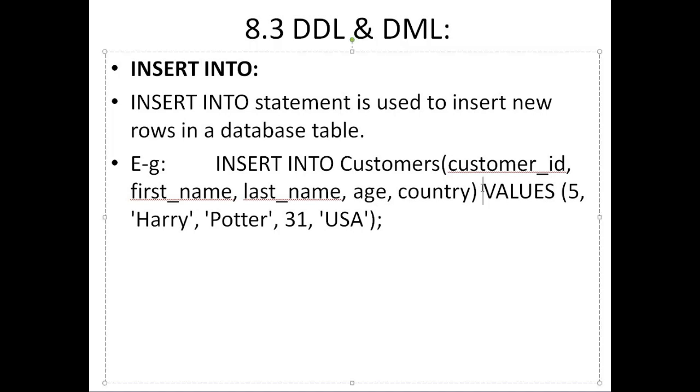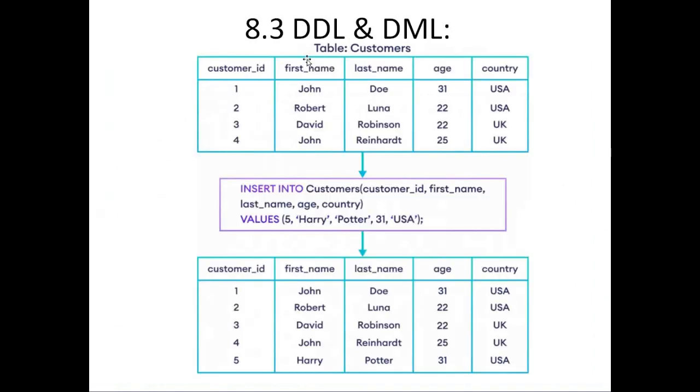Then you use the keyword values and finally inside the brackets you write the values you want to insert into these respective fields, such as for customer ID you want to write 5, for first name Harry, for last name Potter, for age 31, for country USA. Now when you run this query, you see this customers table had 4 tuples. When you run the insert into query, this causes a 5th row to be added with the values that you wrote inside your query.